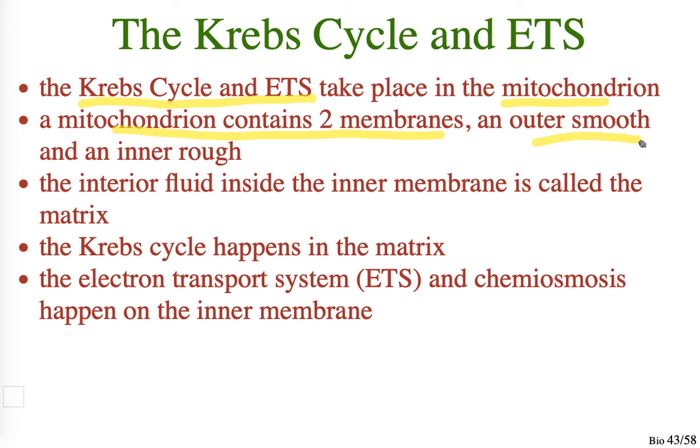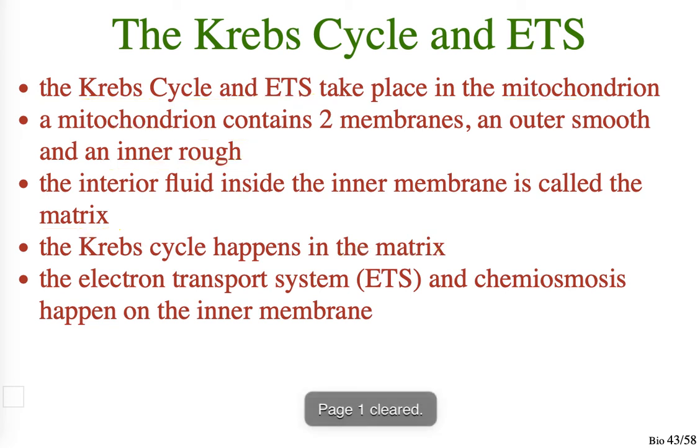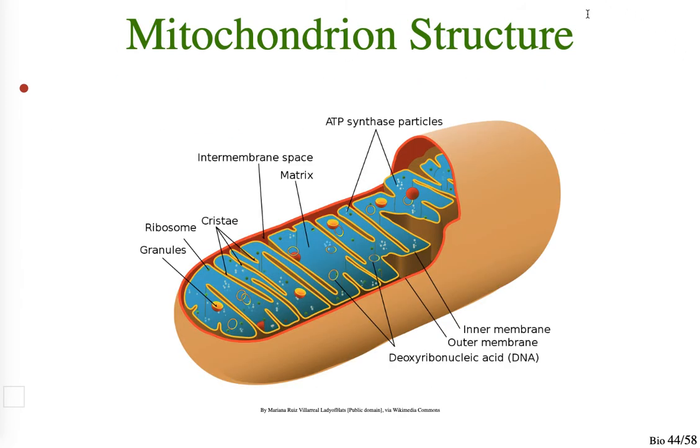The outer one is smooth and like an oval, like a bean, and the inner one is rough, like a bag that's all wadded up inside. The fluid that's inside the inner membrane is called the matrix. The Krebs cycle basically happens in the matrix, and the electron transport system and chemiosmosis all happen on the inner membrane. On the next slide, you're going to see a mitochondria, and I urge you to draw one in your notes so that you have a drawing of how this thing is structured.